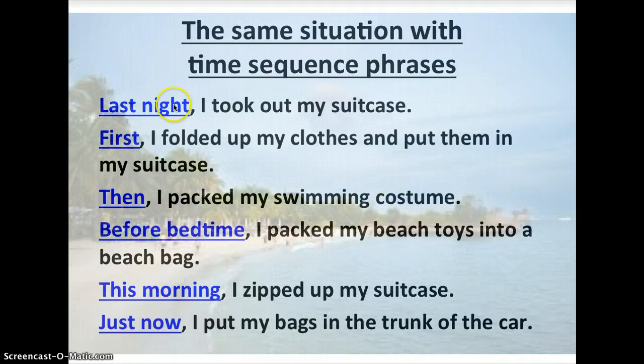Now, actually, last night, I took out my suitcase. First, I folded up my clothes and put them in my suitcase. Then, I packed my swimming costume. Before bedtime, I packed my beach toys into a beach bag. This morning, I zipped up my suitcase. Just now, I put my bags in the trunk of the car. Last night, before bedtime, this morning, just now, they are time sequence phrases. First and then, they are time sequence words.